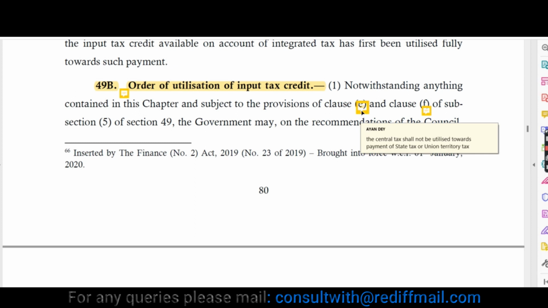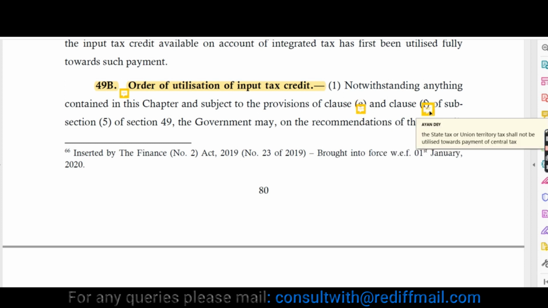What do these two say? Clause (e) says that the central tax shall not be utilized towards payment of state tax or union territory tax. And clause (f) says that the state tax or UT tax shall not be utilized towards payment of central tax.